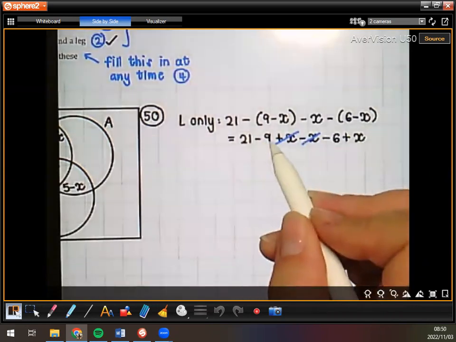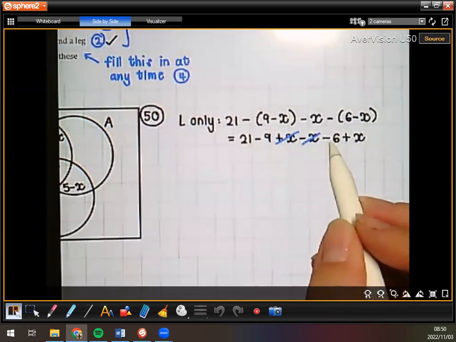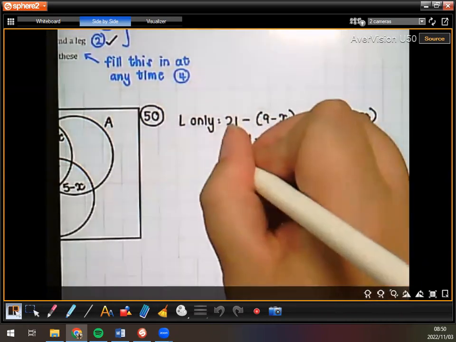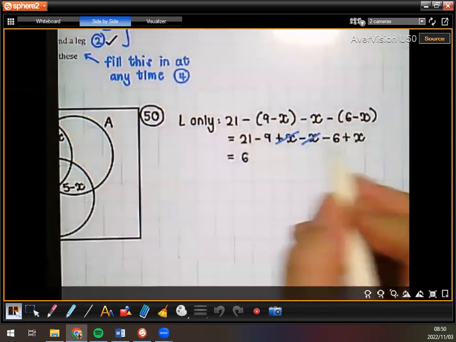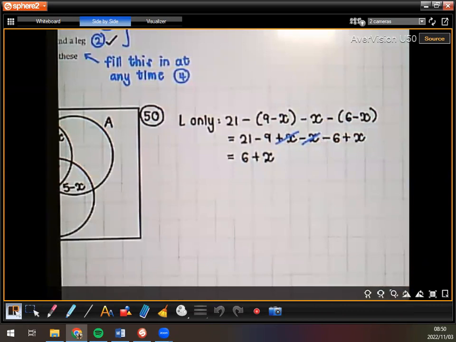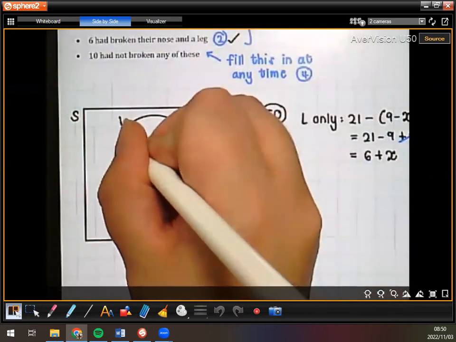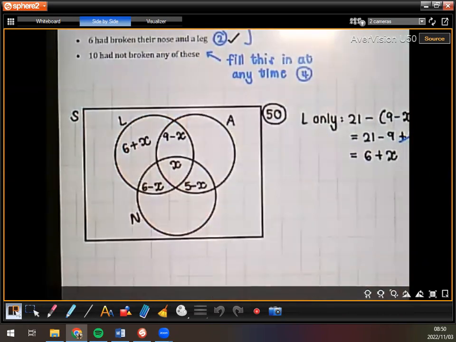What's 21 minus 9? 12, okay? Minus 6, 6. So this is going to give us 6 plus x. So that is now what's going to go in this leg only set.